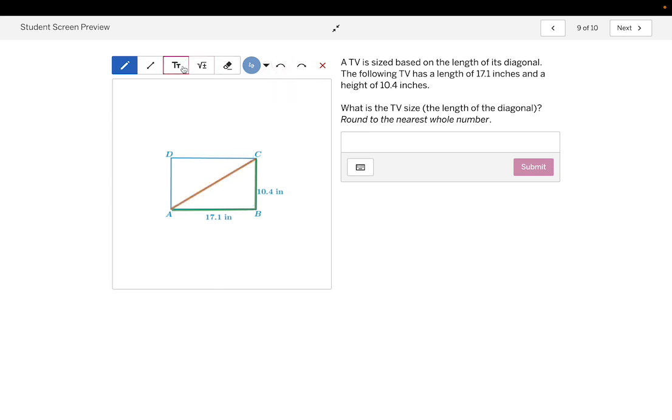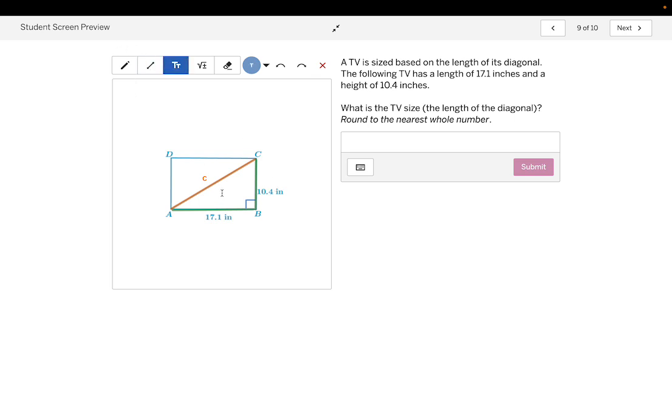So if that's our hypotenuse, I'm going to go ahead and label that with a C, just so I don't forget. And again, we know that is the hypotenuse because it's a TV, so it's a rectangle shape. All four corners would be 90 degrees or right angles. So the side that's opposite of it, that C side, the one that's labeled in orange, that would be the hypotenuse. And that means the other two sides that we know are going to be our legs. So the 17.1 and the 10.4, those are our legs.